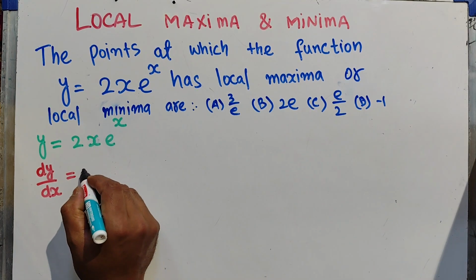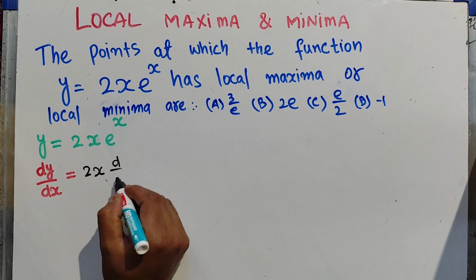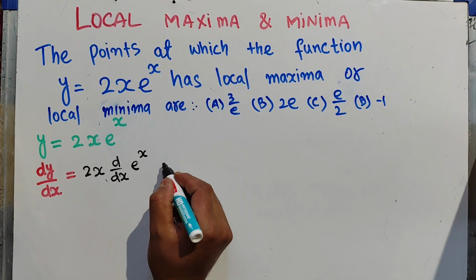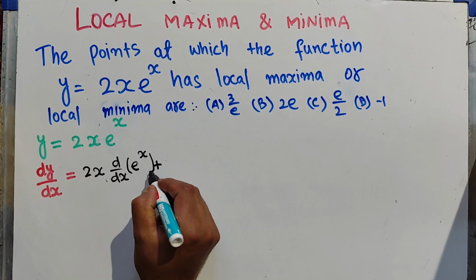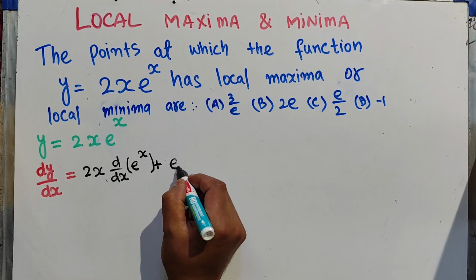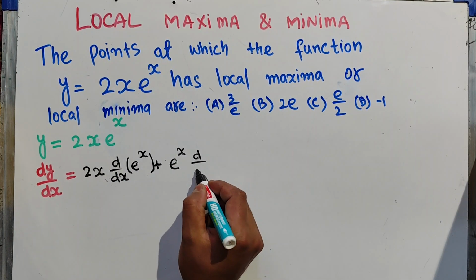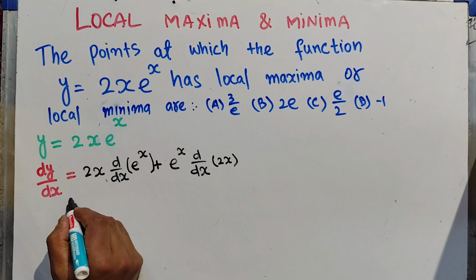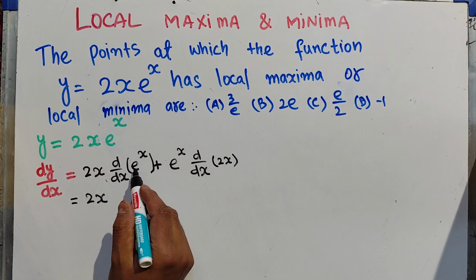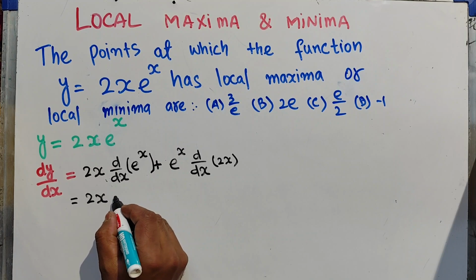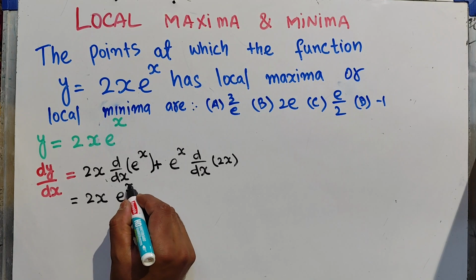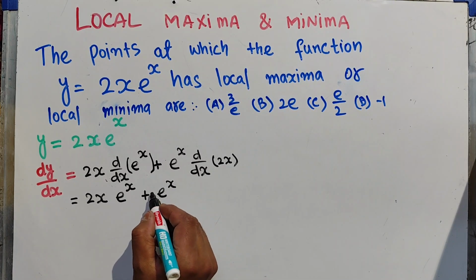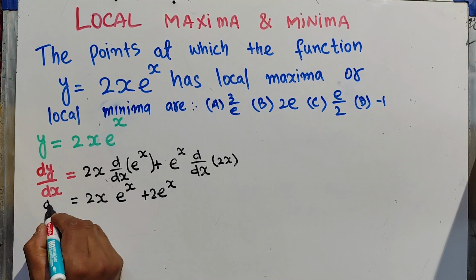That is, we write the first function as it is and take the derivative of the second function, that is d upon dx of e raised to the power x, plus we write the second function as it is and multiply it with the derivative of the first function, that is 2x. So what will it become? This is 2x. The derivative of e to the power x will be equal to e to the power x, plus we have e raised to the power x, the derivative of 2x will be 2. So this is the first derivative.